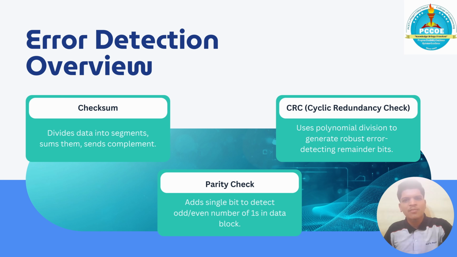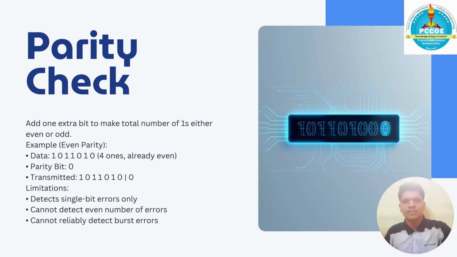Before I explain each technique, let me clarify one important thing. Error detection and error correction are not the same. Detection simply means identifying that something went wrong. The sender adds extra redundant bits to the data and the receiver uses those bits to verify integrity. We have three major detection techniques: parity check, checksum, and CRC. Let's look at each one.